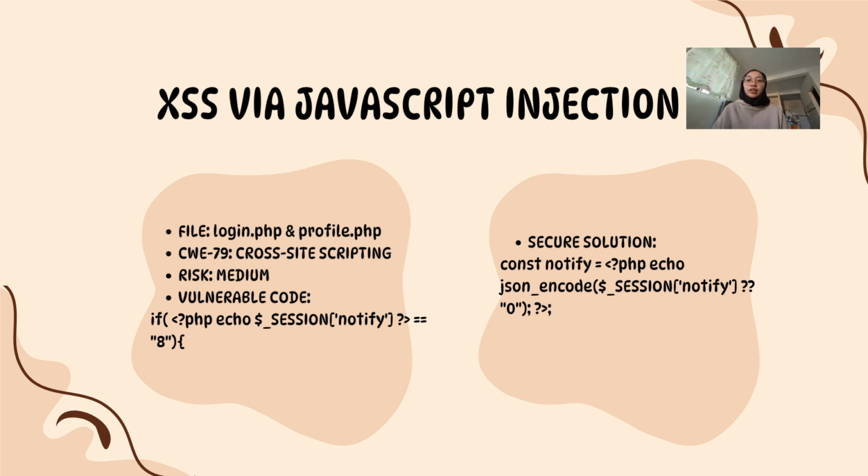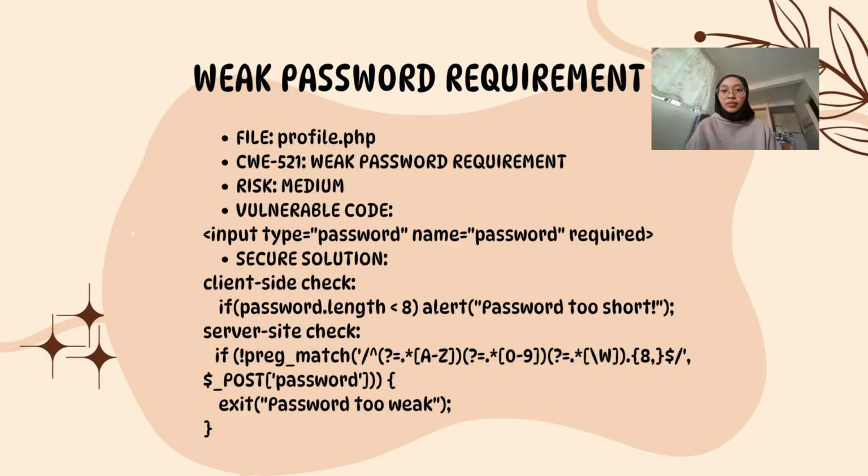User-controlled session data is directly injected into the JavaScript without escaping. If the session variable is tampered with or improperly initialized, an attacker could execute arbitrary JavaScript code in the victim's browser, leading to session hijacking, data theft, or defacement. So right here, we can use json_encode to safely insert the PHP value into the JavaScript. This ensures that special characters are properly escaped and prevents script injection.